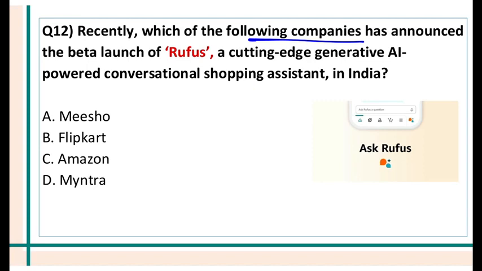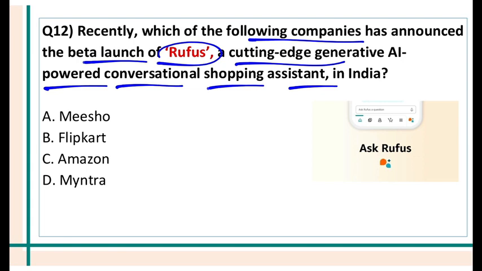The following company has announced the beta launch of Rufus. It's a cutting-edge generative AI-powered conversational shopping assistant in India. Shopping assistant. So Rufus is the shopping assistant announced by Amazon. So the answer is Amazon. Rufus is an intelligent and versatile shopping assistant, and it will help you in shopping list advice, product recommendation, requirement analysis. It can offer more accurate and relevant assistance. It can do product category comparison. It can give you gift ideas. All these things it can do.